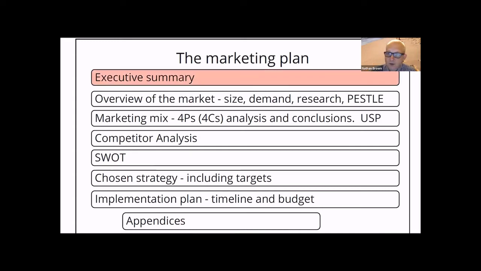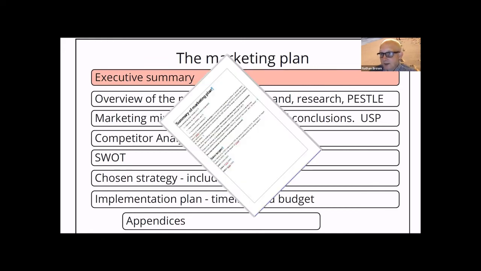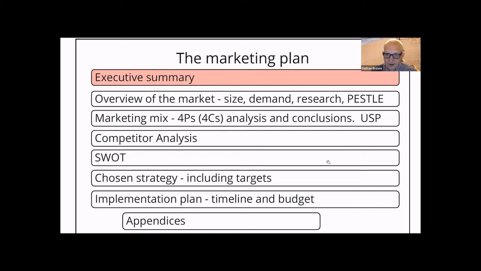So executive summary. You always write this bit last, but basically this is a summary of everything else that the marketing plan tells us. You know, these are the products we're going to sell. This is the strategic approach we're taking. This is how much we're going to spend. This is what we expect to achieve in the period that the marketing plan covers. So basically, you know, summarizing everything else in the document.